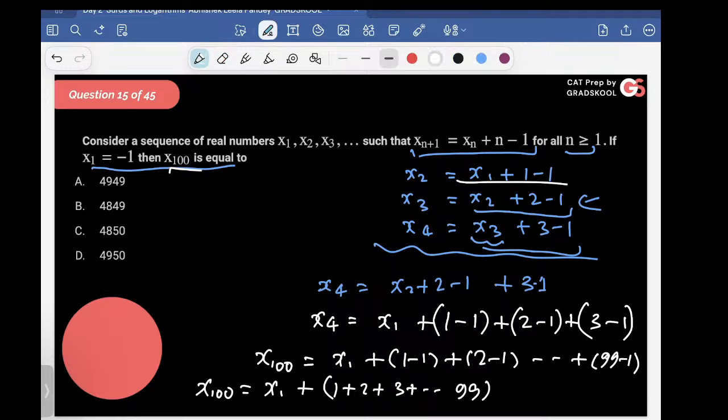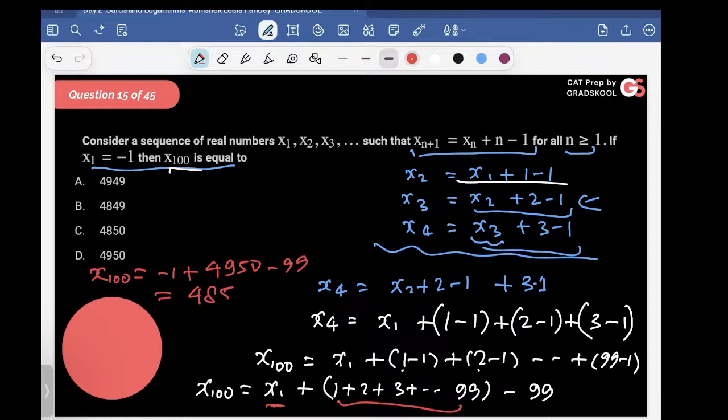तो -1 कितनी बार है? 99 बार. So see, this is 1 plus 2 plus 3 till 99, and -1 99 times, that is -99. That's going to be our answer. Let's put the values. So value of x100 will be equal to x1 is -1, और ये 1 से 99 तक का सम कितना होता है? 4950, if I'm not wrong, -99. So this gives us 4850 as the final answer. Looks good. All of you got that?